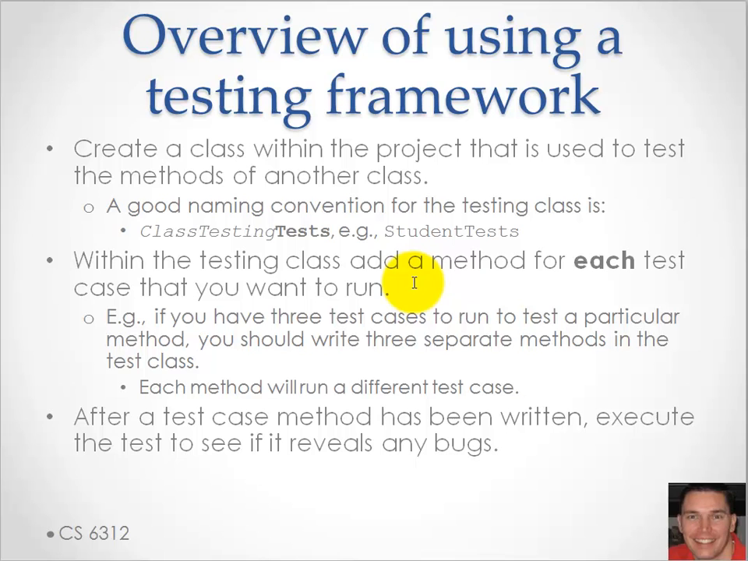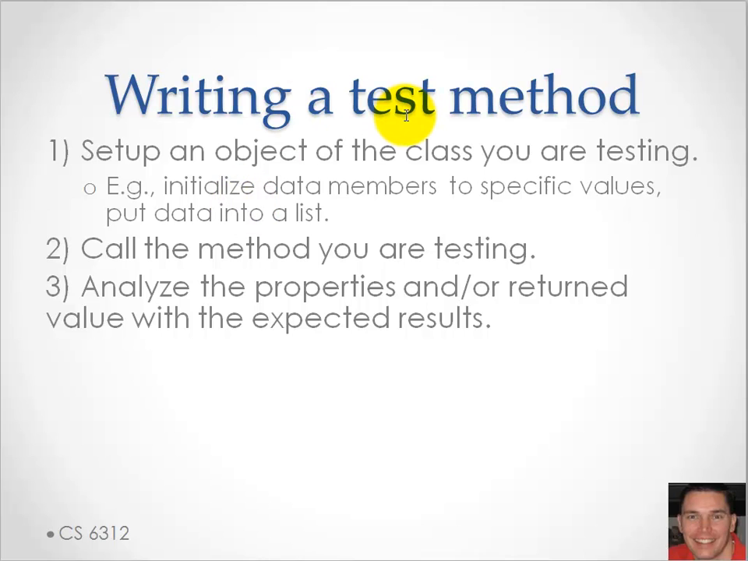Within this testing class, you add a method for each test case that you want to run. So your test class is going to have a bunch of methods. If you have 3 test cases, you write 3 separate methods for them. Once you have written your test cases, you can run an individual test case or run all the test cases. You then have a visualization to see if the test case passed. If the test case failed, there's an issue within your code that you'll need to come back and address.